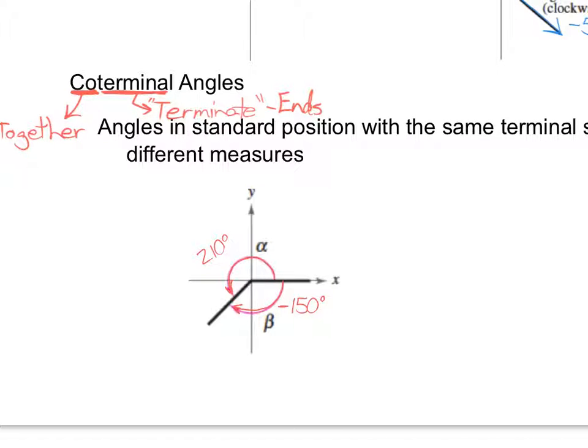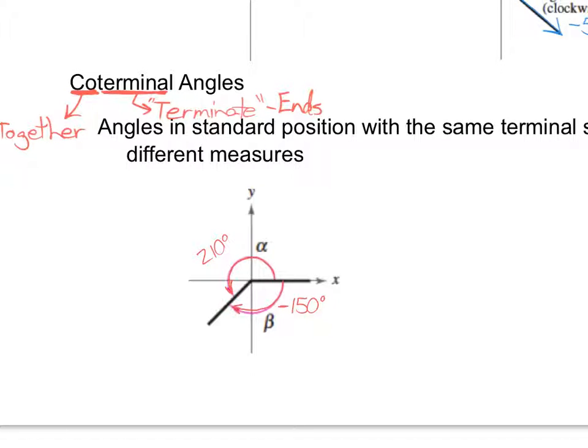So we would say 210 degrees and negative 150 degrees are coterminal angles, because if they're in standard position, they're going to end in the same spot. Okay? Now, there's another way we can get coterminal angles, because the reality is there's actually an infinite number of coterminal angles right here.